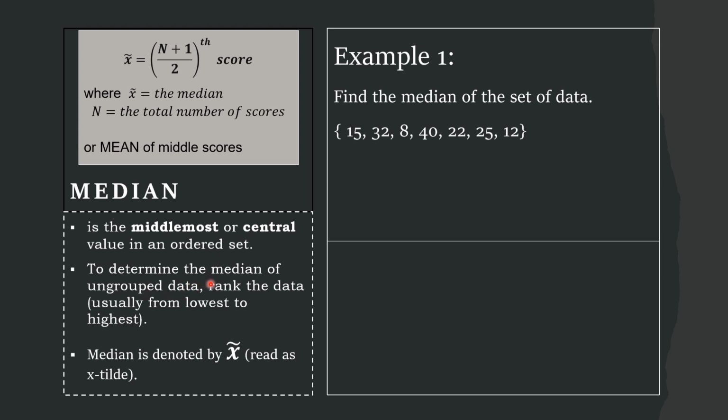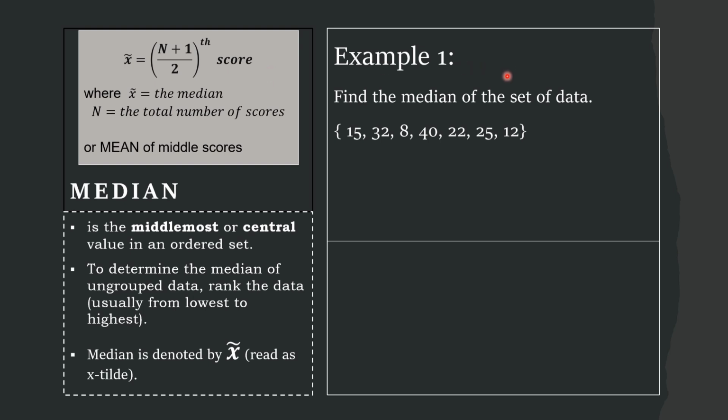To determine the median of ungrouped data, rank the data. Usually, this is from lowest to highest. Median is denoted by this symbol, which is read as X tilde. The formula in symbol is X tilde or median equals N, which is the total number of scores, plus 1 divided by 2 score. So that's the position of the median.